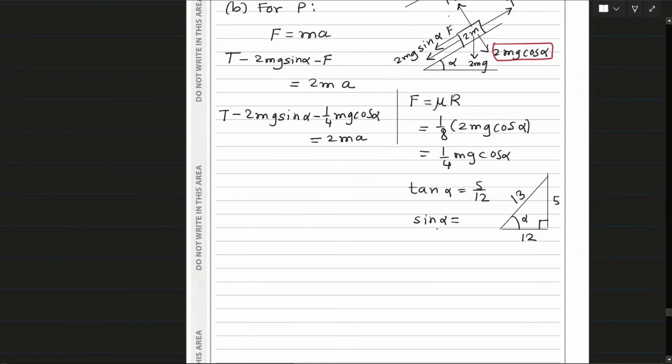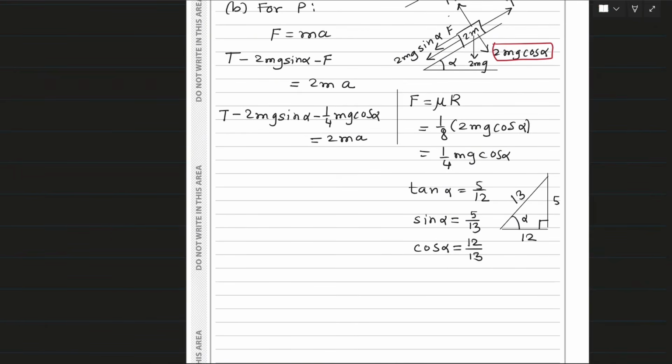We know that sine alpha is equal to opposite side divided by hypotenuse. The opposite side is 5 and the hypotenuse is 13. So sine alpha is equal to 5/13. The same principle applies here: cos alpha is equal to adjacent by hypotenuse, so we have 12/13 here.